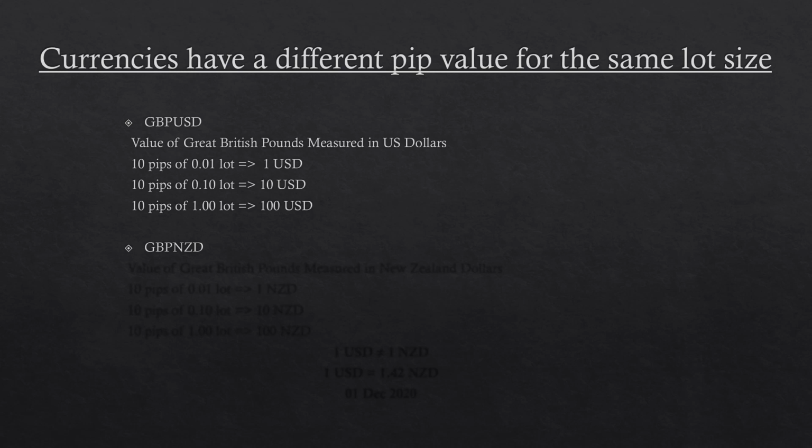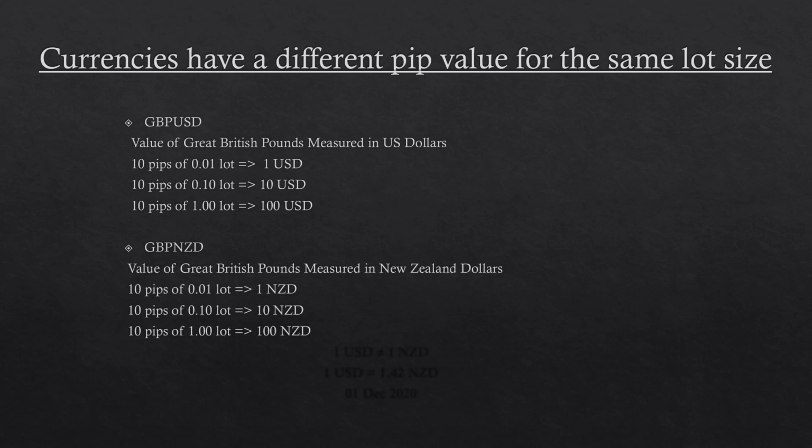That means for every 10 pips of 0.01 lot, you're gonna get or lose $1. And then for every 10 pips of 0.1 lot, you're gonna gain or lose $10. And lastly, for 10 pips of 1 lot, you gain or lose $10 US. And that is because the unit of this pair is US dollar.